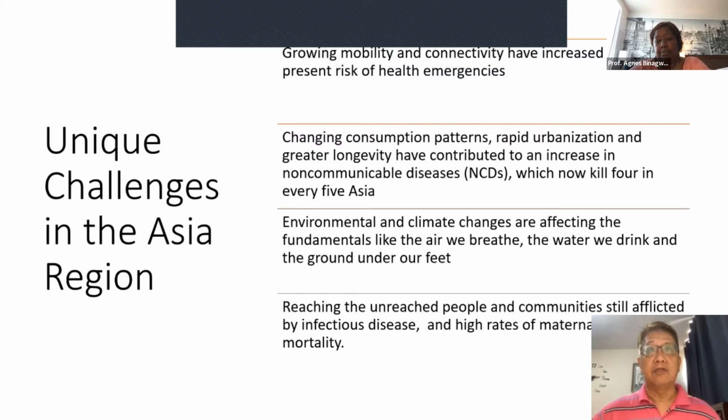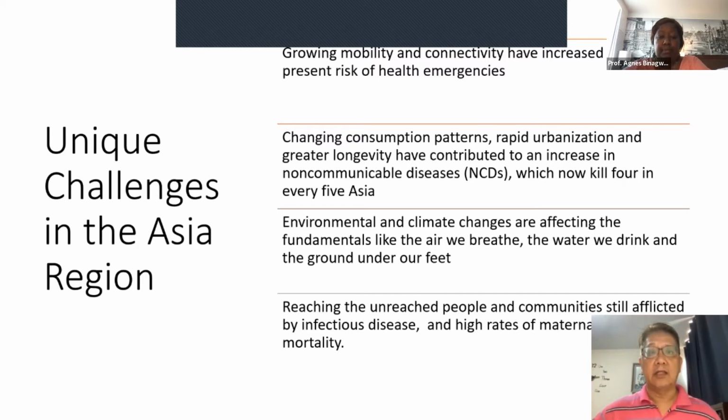Secondly, the change in consumption patterns, rapid urbanization, and greater longevity in our region have contributed to increased non-communicable diseases, which now are among the top killers in Southeast Asia. 4 out of every 5 deaths due to diseases are brought about by NCDs.